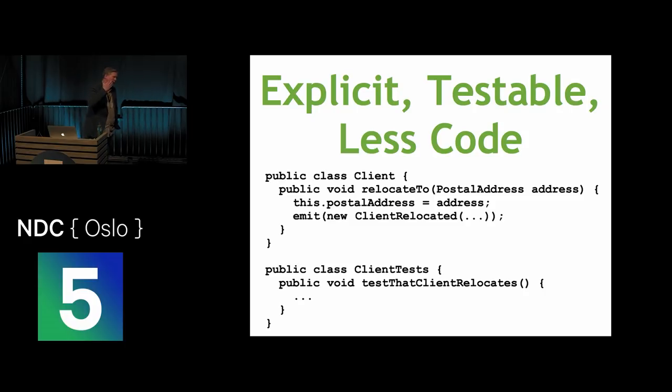If you're a programmer walking into a project for the first time and all this code exists, you do not know why these 12 setters have been setting values on some object. You don't know what that data encoding means. Whereas if you tell a client object, relocate to a postal address, that just makes sense. And notice that we can emit an event out of this client when the client is relocated, and we can tell other parts of the system, client relocated, okay?